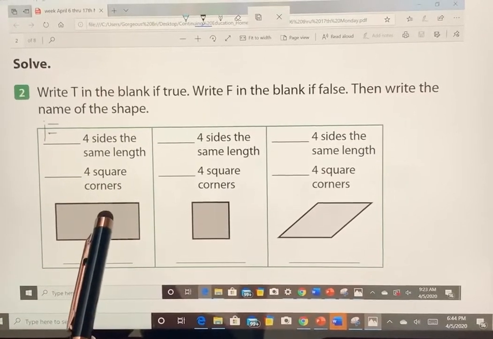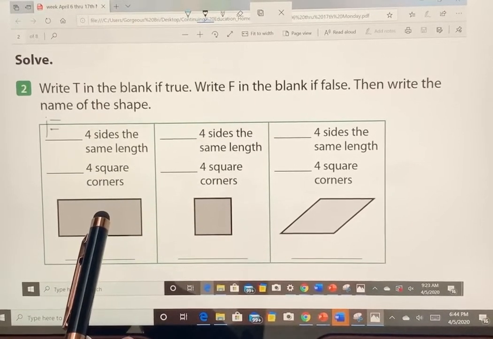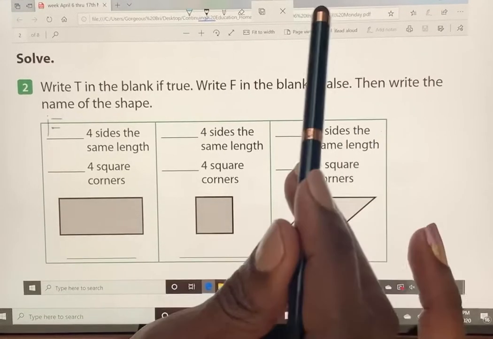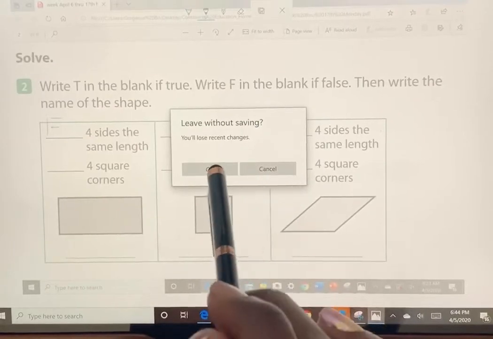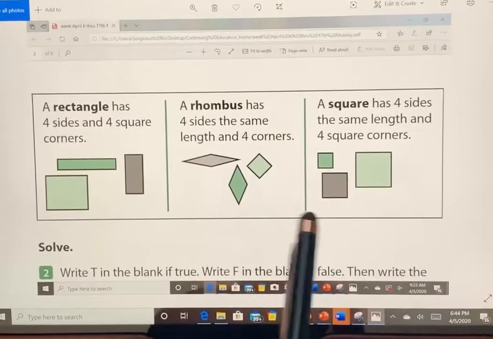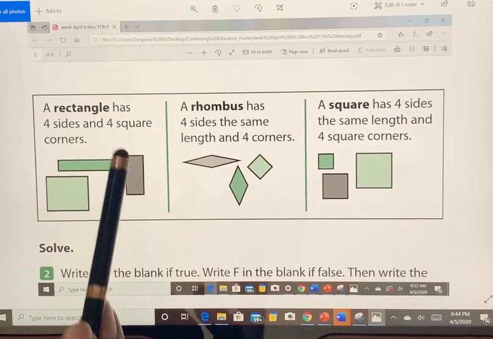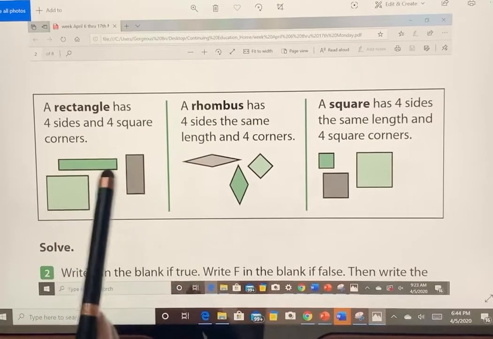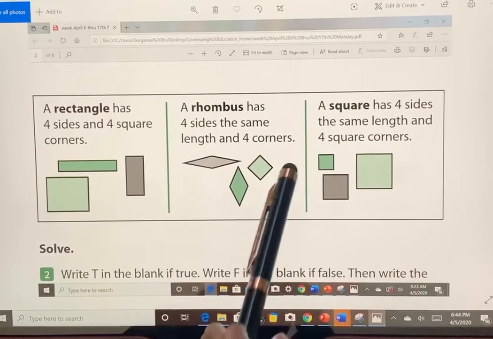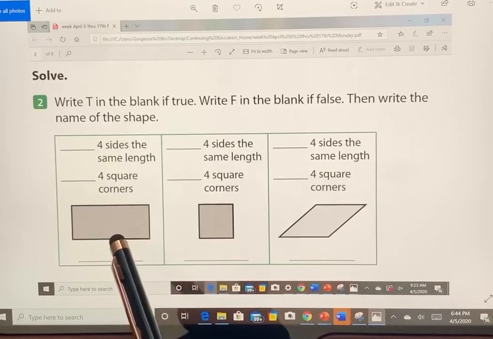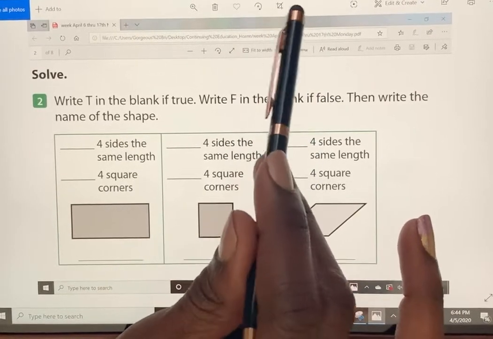It says that it has 4 square corners. Well, does this shape have 4 square corners? Let's go back and look at our last sheet. Let's find the one that says 4 square corners. So here we see that we have rectangles, and these are considered to be rectangles that have 4 square corners. Does our shape have 4 square corners? If you said yes, I would agree.